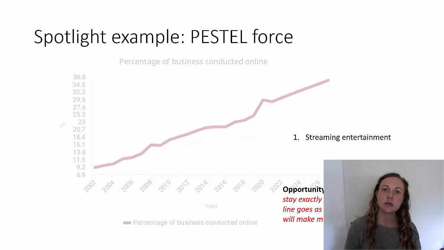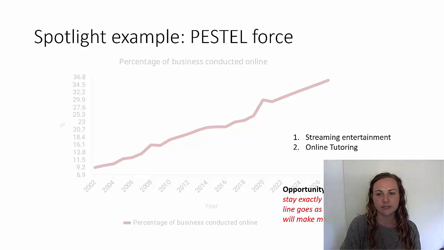Now, obviously, all firms are going to create actions in response to the trend line. They're going to interpret that opportunity to make money, and they're going to make changes to their firm so that they make more money, right? Another example of an industry that's going to make money off of this is online tutoring, because obviously as more business gets conducted online, as more services are taken online, online tutoring is going to be popular.